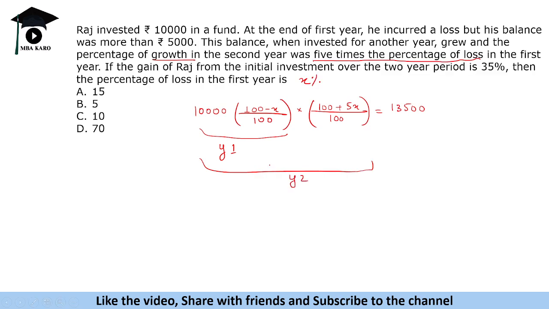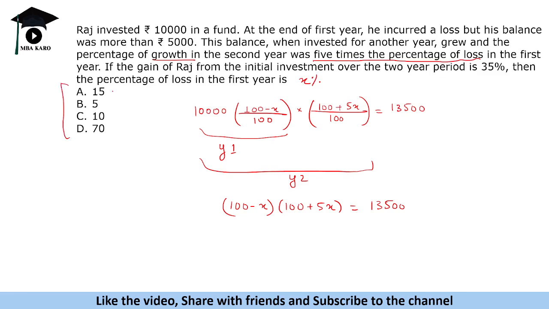Now you get to solve this thing, right? So it will take time to solve. You will get a quadratic equation. So you'll say 100 minus x into 100 plus 5x is equal to 13,500. We will get a quadratic equation, we can solve it. The best way is to go by options.